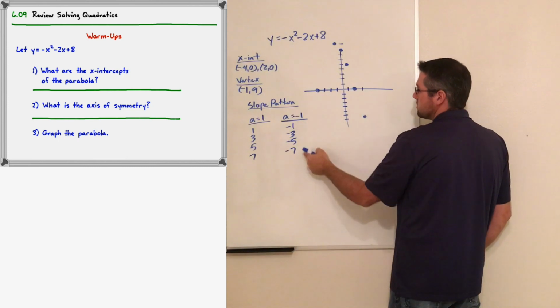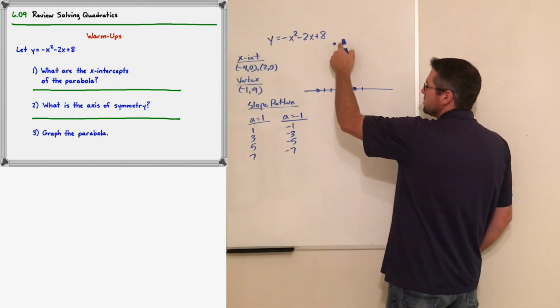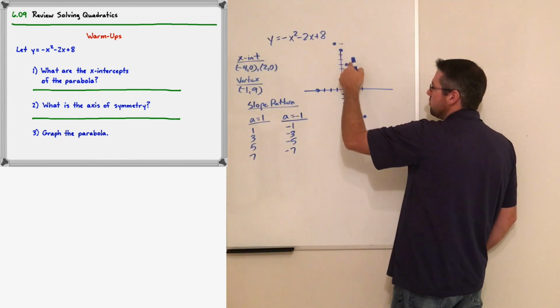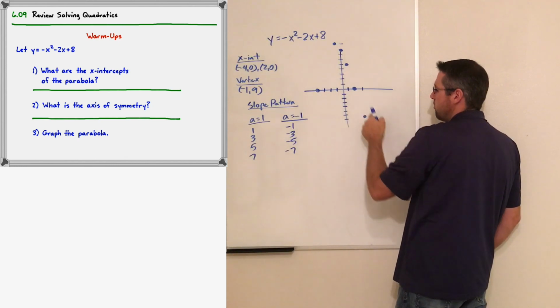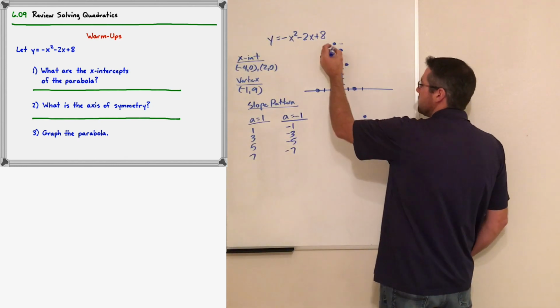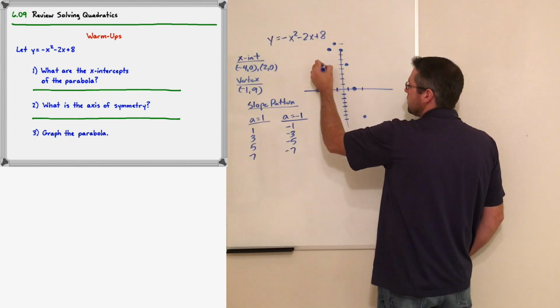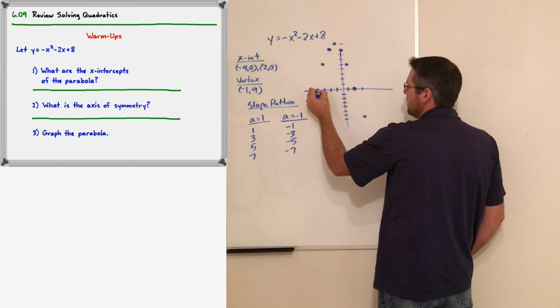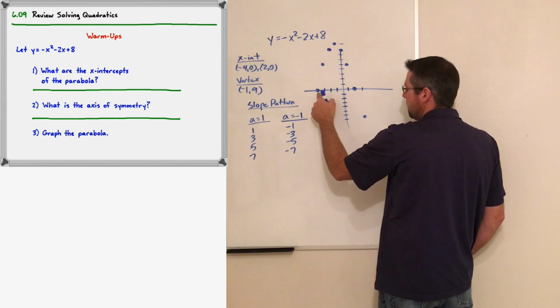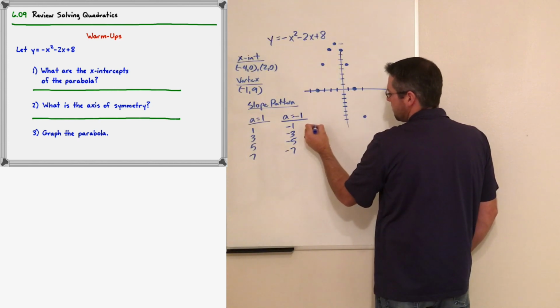Remember, when you're doing these slope patterns, you're starting at the vertex, moving over, and then from that point you're moving over again, and from that point moving over again. And then we're going to do the other way. We're going to go down 1, back 1. Oops. Down 3, back 1. Down 5, back 1, which puts us right on our x-intercept like we wanted. And then down 7, back 1.